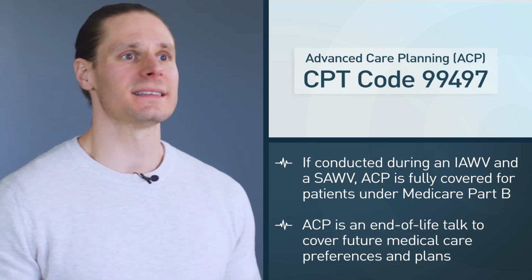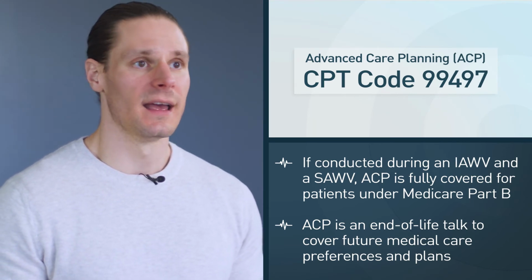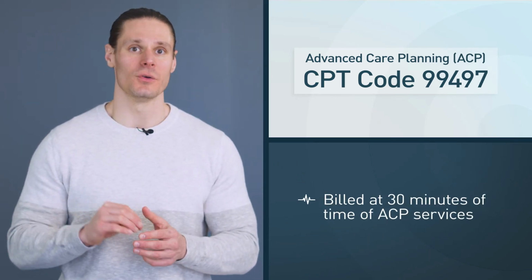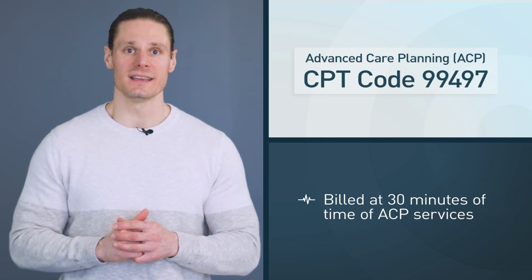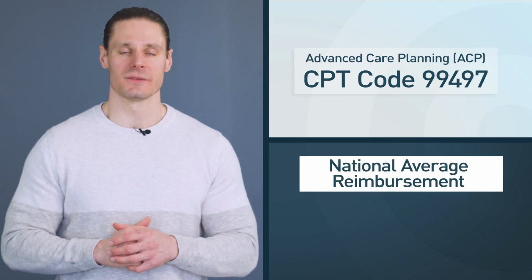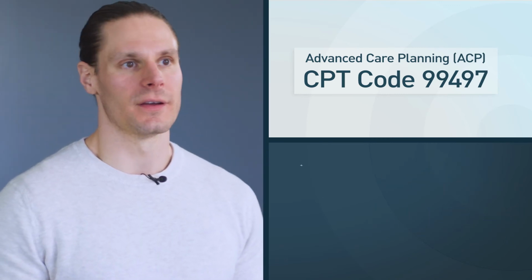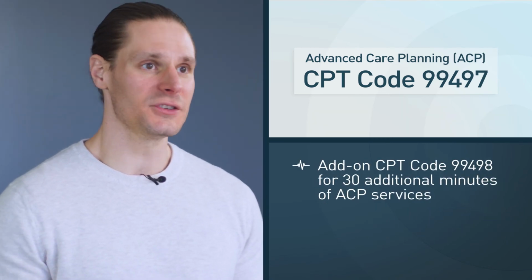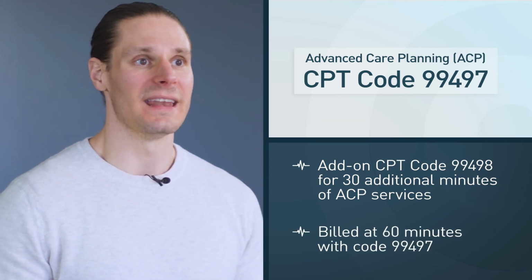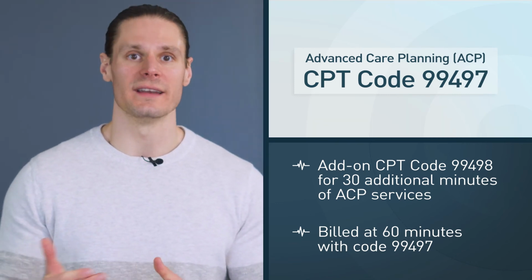Advanced Care Planning is basically an end-of-life talk to go over such important items as future medical plans and power of attorney options. This code can be billed for up to 30 minutes of time using CPT code 99497. National average reimbursement for this code is about $85. There is also an add-on code for Advanced Care Planning for additional 30 minutes over the initial 30 minutes using CPT code 99498. This is rarely used, but can also be tacked on with no additional copay.